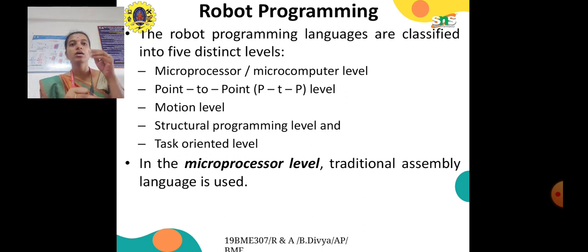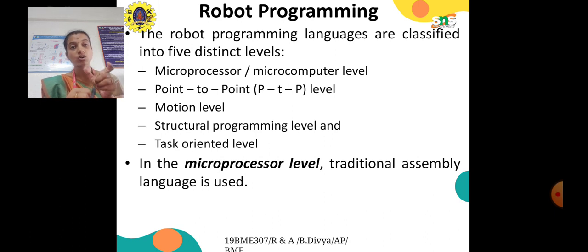For performing the operation or to move the robots, we will be programming. Next, structural programming level and task oriented level. These are the 5 different levels of programming languages. First one is microprocessor or microcomputer level, computer level programming. Second one is point to point level.